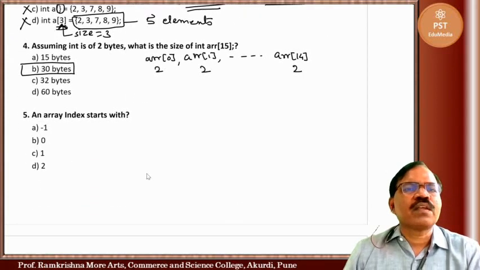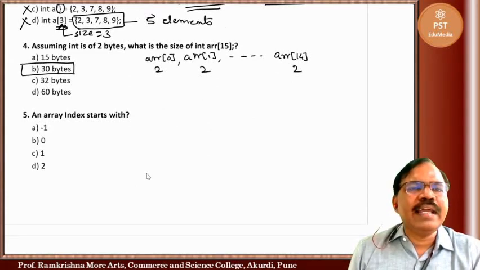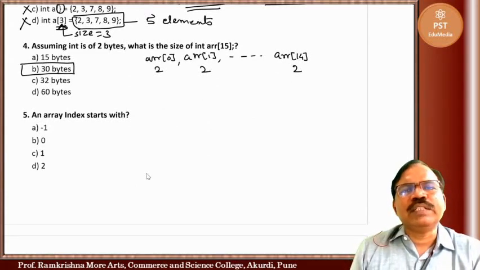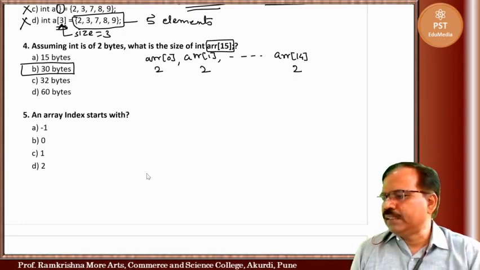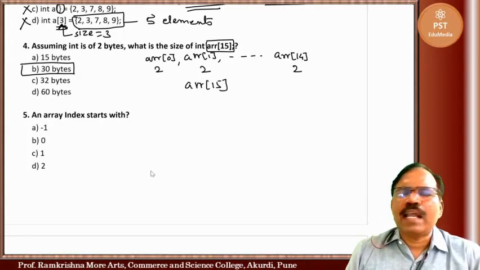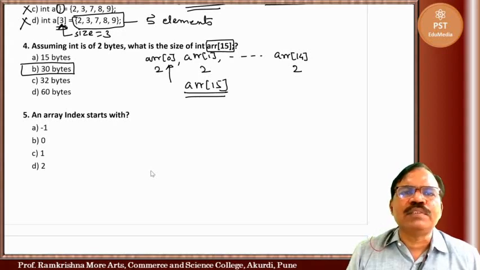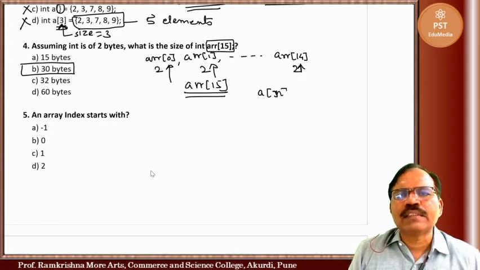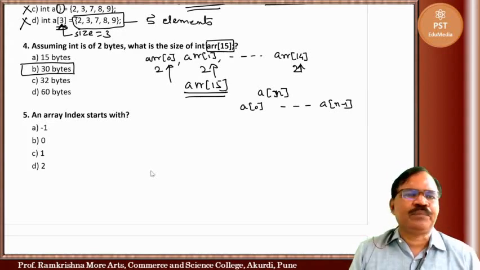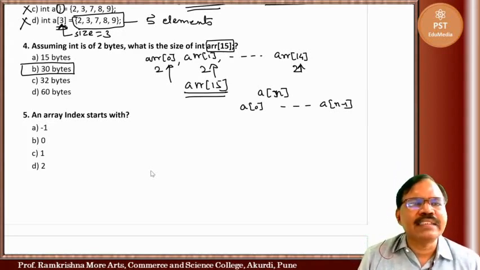Now, an array index starts with, as we have just seen, arr[15] means it is an array of 15 elements, but the index starts from 0, 1 up to 14. It means if we have an array of n elements, then the first element index is 0 and the index of the last element is n minus 1. So an array index starts with 0.